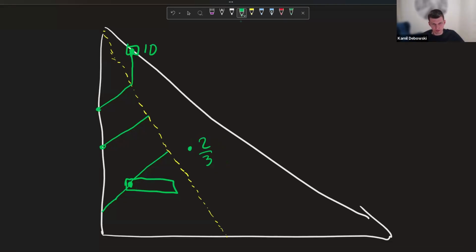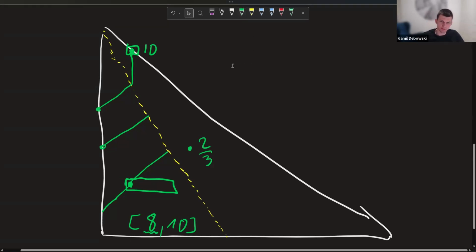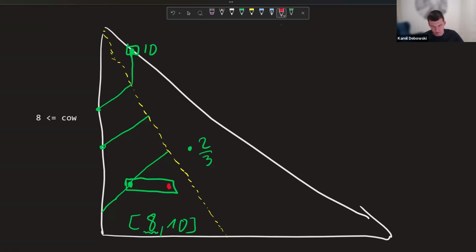So you want to know that for 2 resets, there is some range of cows, maybe from 8 to 10, that indeed get here. And your goal right now is to compute the value 8. You want to say that for 2 resets, the cow ID needs to be at least 8. Similarly, you focus on this position and you do the same math, and you will get some other limit, like cow smaller or equal to 10.